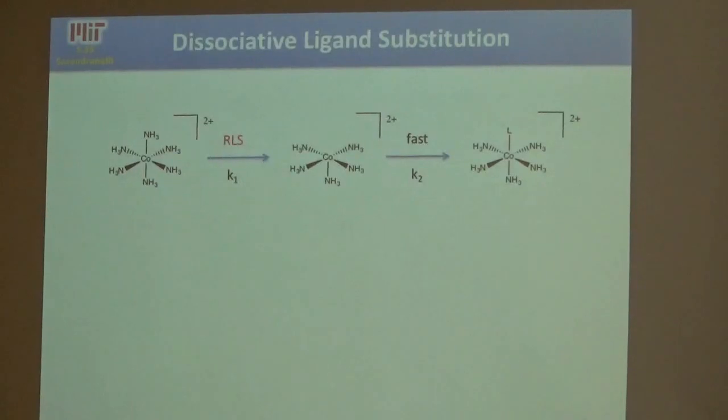In the limit that this is in fact rate limiting, we would then postulate that the subsequent step is fast. So the question I'm going to ask, and I want you to work together on this for a few minutes and maybe talk to your neighbor, is to write a rate expression for the rate of this overall reaction. I want you to write a rate law describing this substitution reaction.